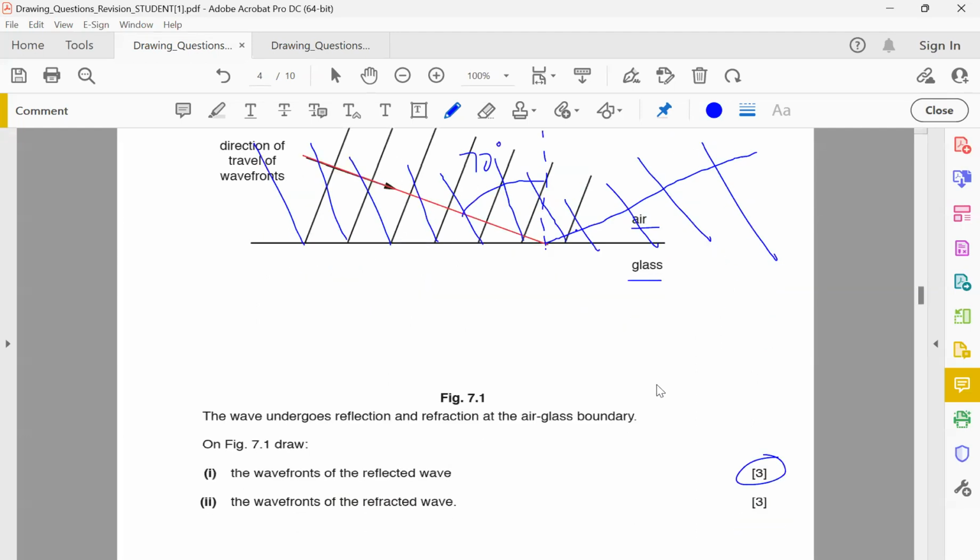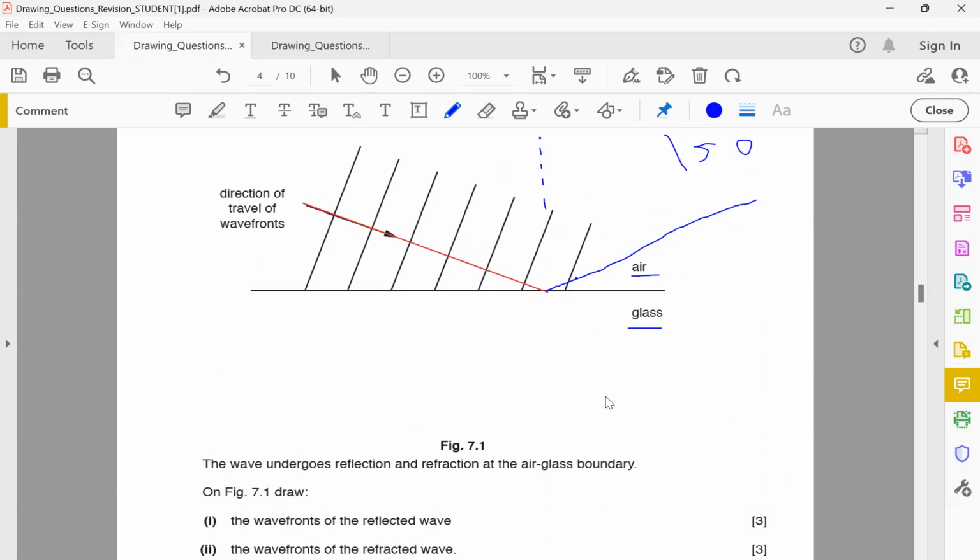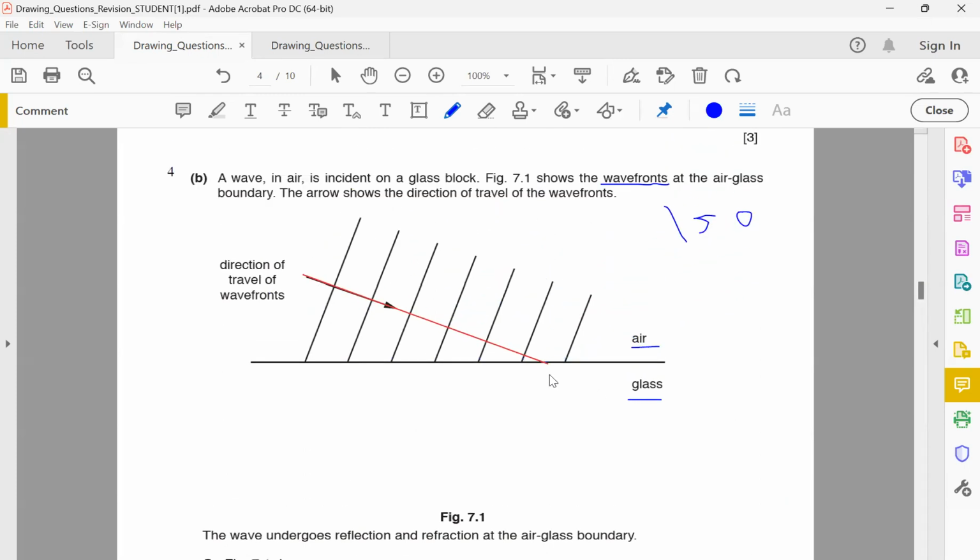All right. Then after that, they ask you to draw the refracted waves. Refracted waves means that the light wave is actually going into the glass, right? So will it bend towards or away from the normal if it's going into the glass?